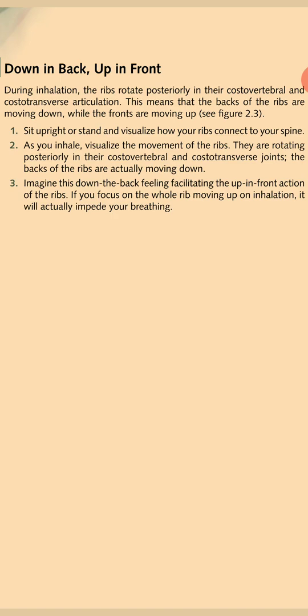Sit upright or stand and visualize how your ribs connect to your spine. As you inhale, visualize the movement of the ribs. They are rotating posteriorly in their costovertebral, costotransverse joints. The backs of the ribs are actually moving down. Imagine this down the back feeling facilitating the up in front action of the ribs. If you focus on the whole rib moving up on inhalation, it will actually impede your breathing.